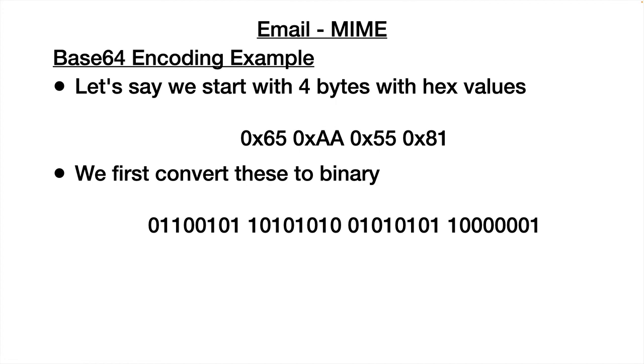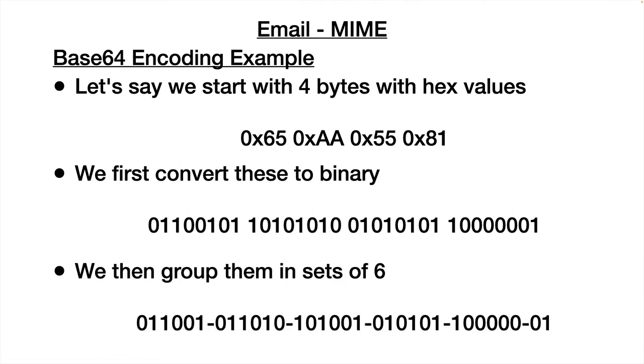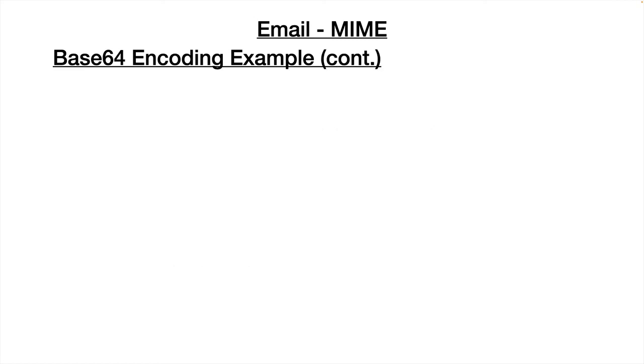So we convert each of those 4 bytes to their corresponding 8 bits, which is what I've shown here. We then take this bit stream and group it in sets of 6. We'll come back and talk about it, but notice over to the right we have that 0, 1, which does not have enough bits to encode it. So we'll talk about that in a moment.